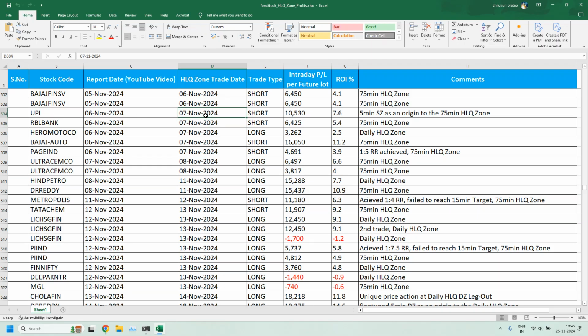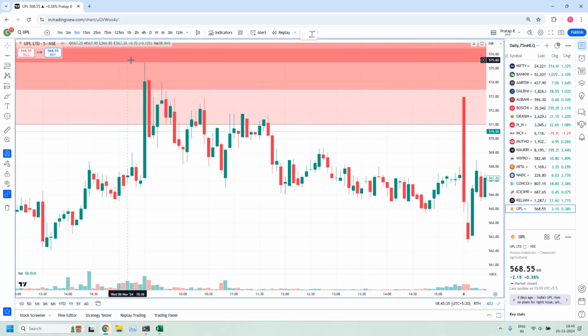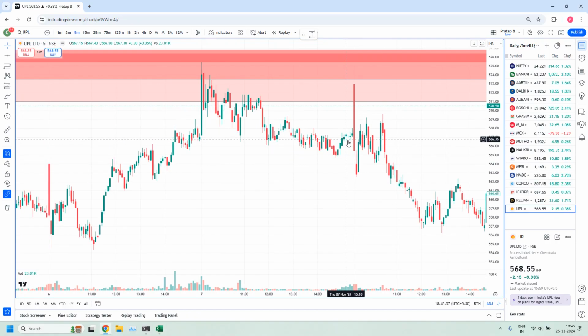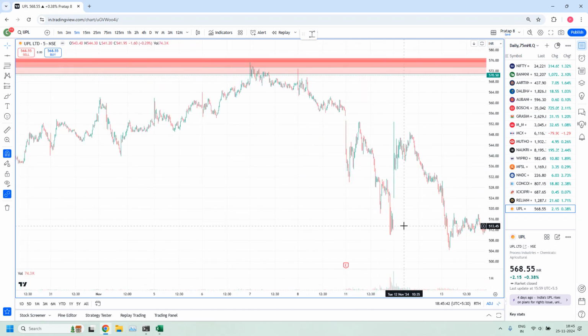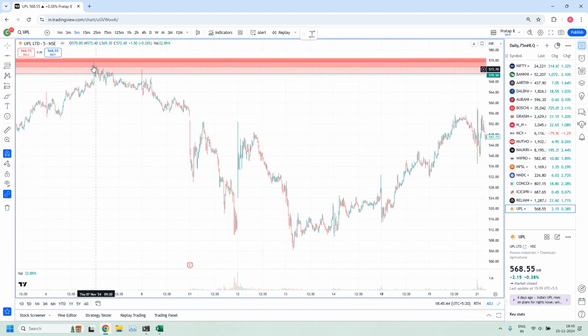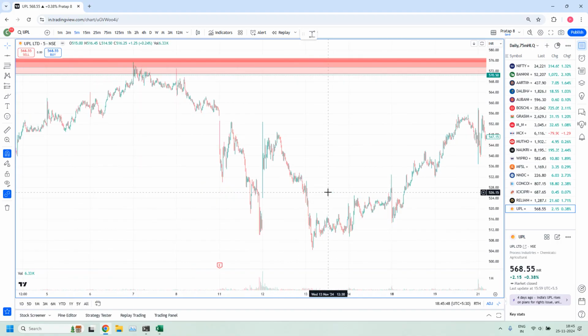See here, UPL gave a trade on the live market. Short trade. That day it gave 7.6% intraday ROI. See, after that again the fall continued. If anybody would have held this, they would have got even more huge profit up to here.